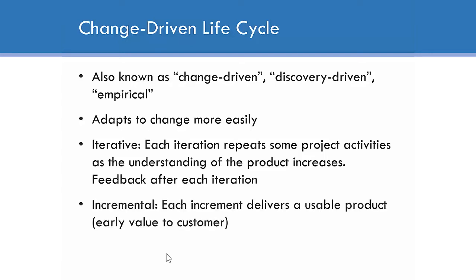The change-driven life cycles can be incremental, where each increment, the increment is also a phase or an iteration. With each phase or increment, there is in fact a usable product, so we can get something to the customer that they can use earlier than in a predictive life cycle. And there's also agile, which is considered to be iterative and incremental.